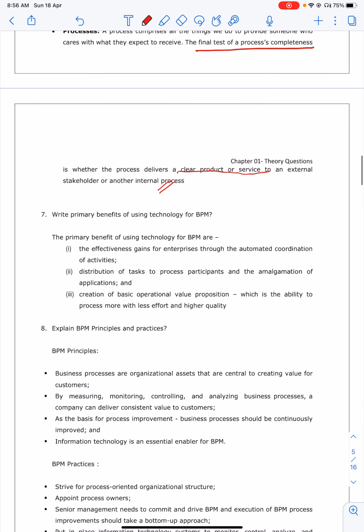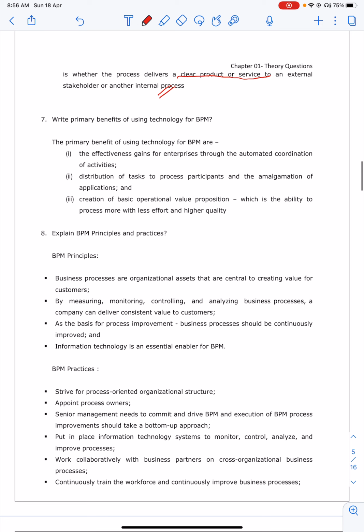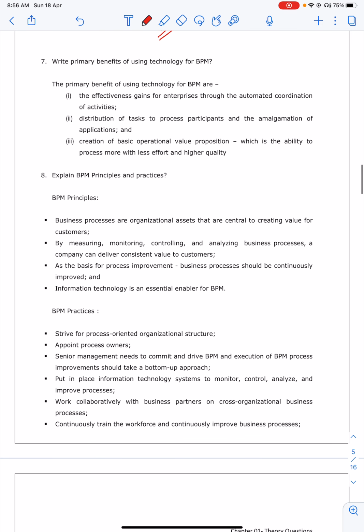Now we have another question. What are the prime benefits of using technology in BPM? It's a very important question. I already told you, business process management is a representation of a particular sequence of events in a diagrammatical way. It is not an actual implementation. Actual implementation is done by way of technology. So once you define it, you adopt a technology in order to automate that business process. That is called BPA, business process automation.